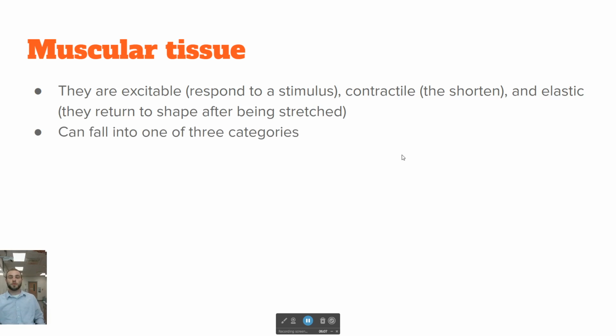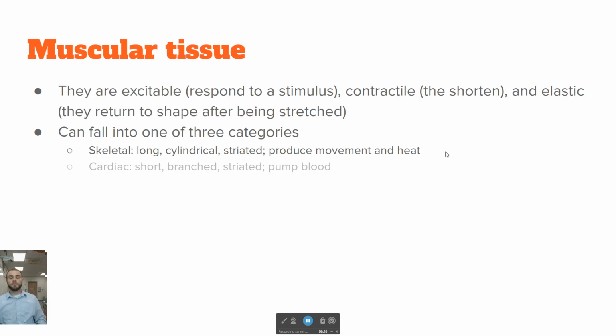Muscular tissue can fall into one of three categories. You have skeletal, and that tissue has cells that are very long, cylindrical, and striated, meaning they have stripes running down them from alternating thick and thin filaments within them, the actin and myosin. Skeletal muscle is also responsible for producing movement and heat. Cardiac muscle tissue cells are very short and branched. They are also striated, and obviously they're useful for pumping blood in your heart.